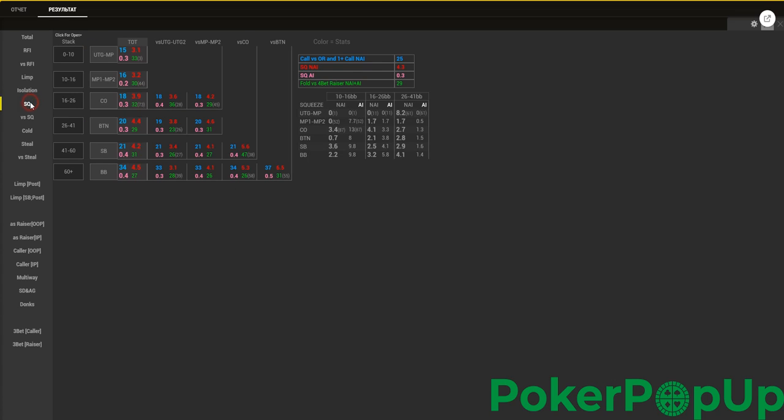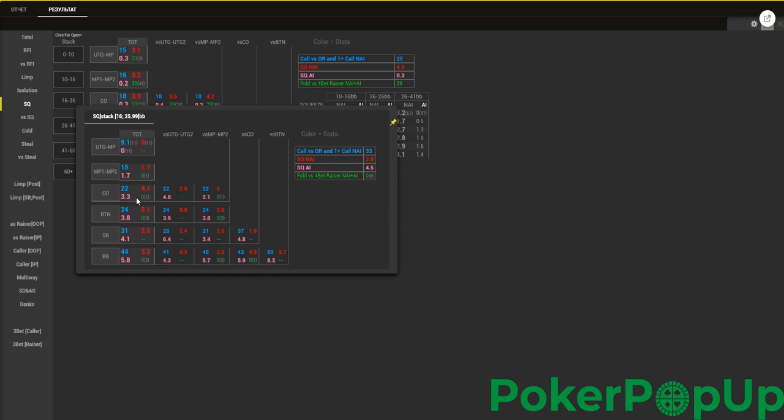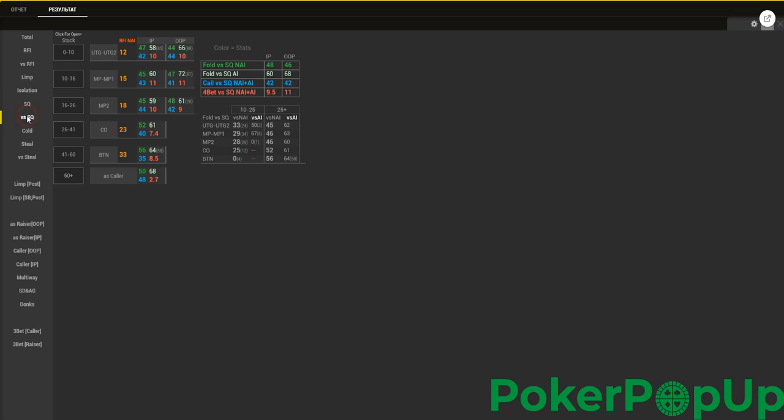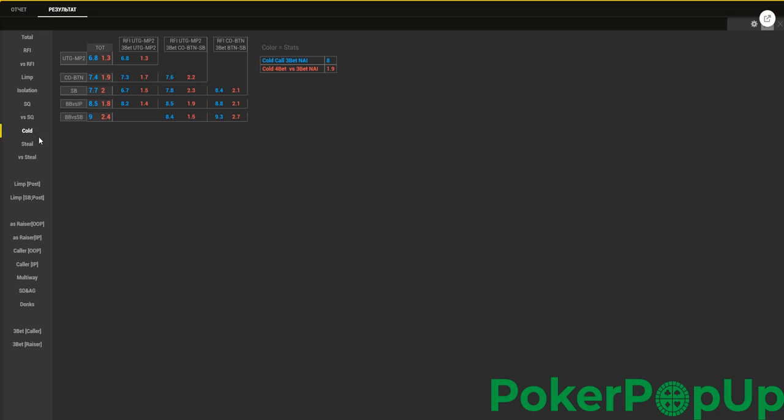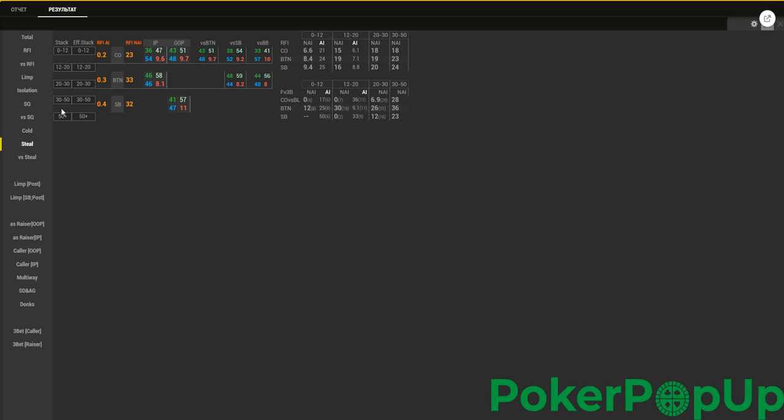Isolation pop-up follows the same principle as raise first in pop-up. You see isolate all in, isolate not all in, and subsequent reactions. How he folds to limp 3-bet, or how he folds to isolation 3-bet. The first two options are for the situation when a limper before him 3-bets, and the last two options for players behind him who acted for the first time.